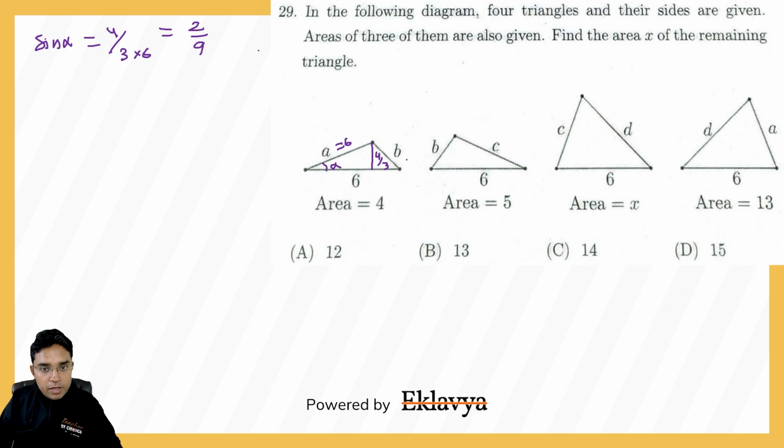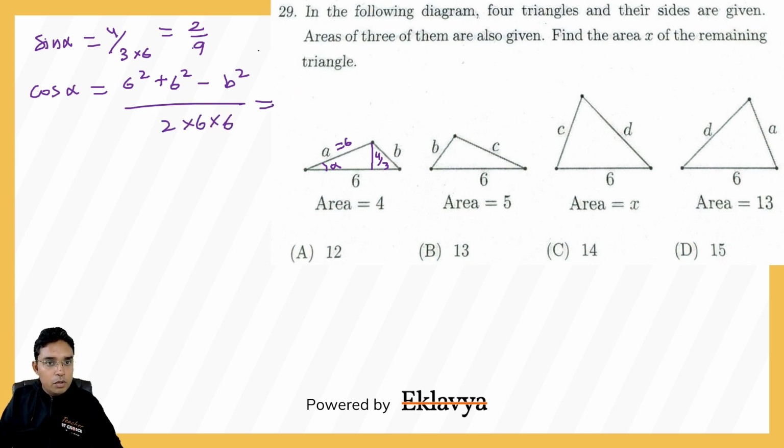Now we can find B also using the cosine rule. Cosine alpha will be equal to 6 square plus 6 square minus B square upon 2 into 6 into 6, and cosine alpha will be equal to 81 minus 4, 77/9 here. So from this you can check B square will come out to be 6 into 6, 36 into 2, that will be equal to 72 minus 8√77.